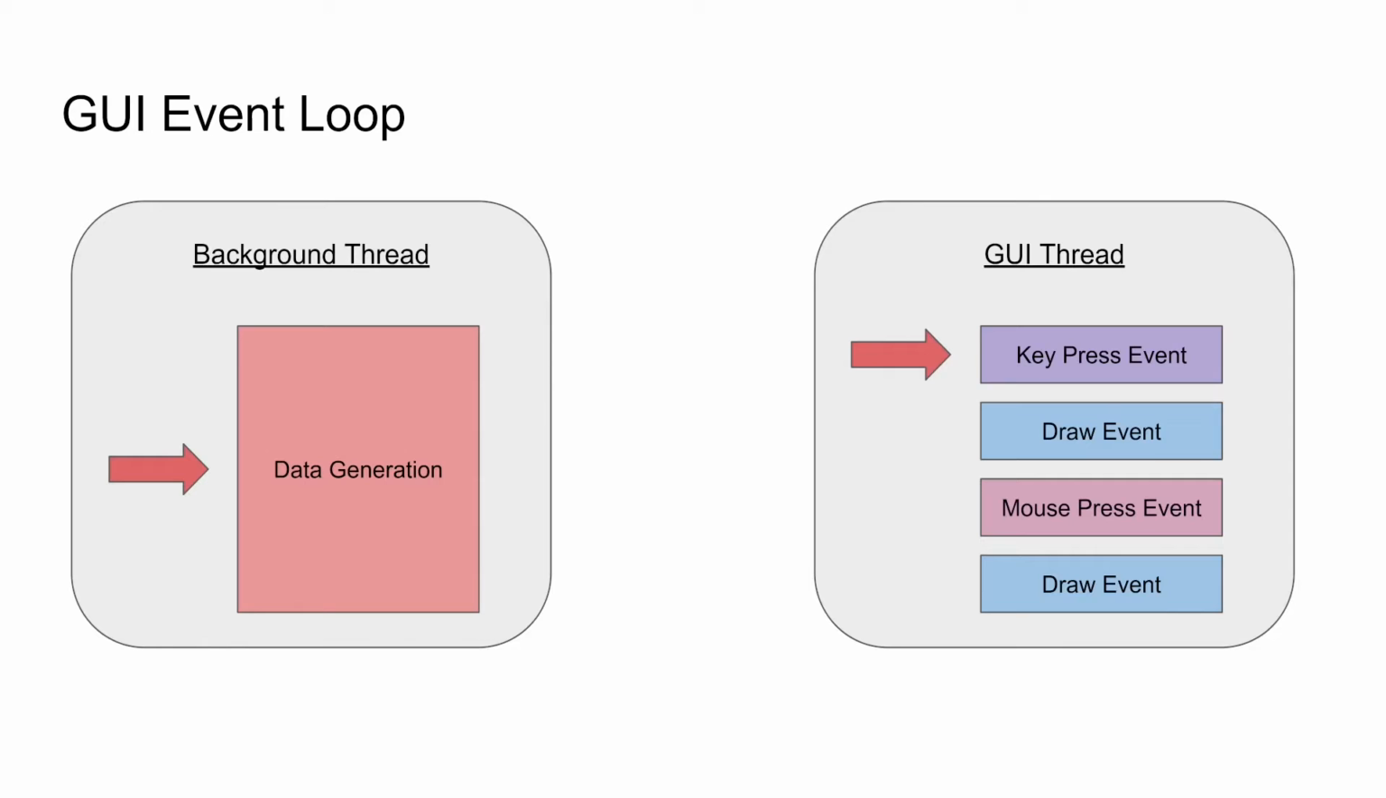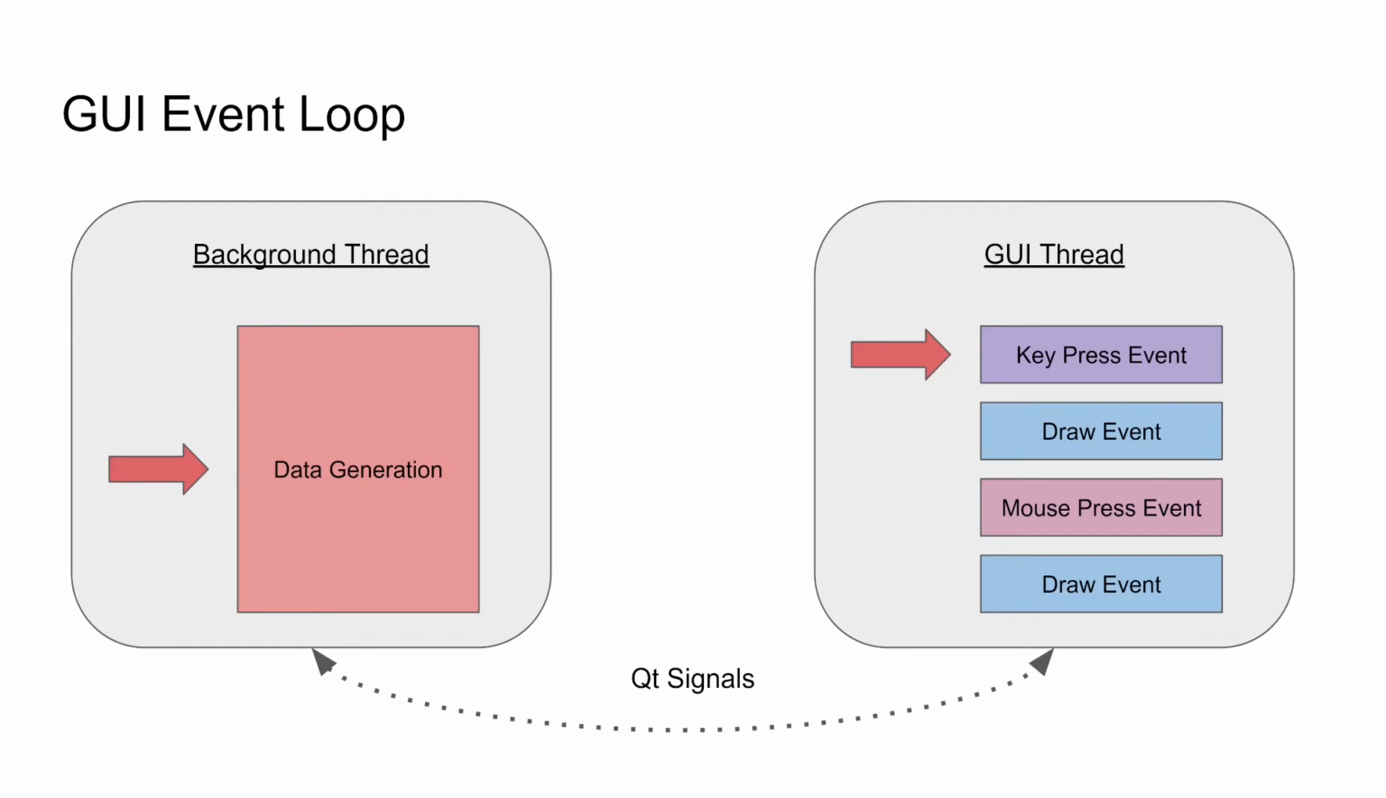We talked about how this looks in the event loop, where on the right-hand side of this diagram, we have the GUI event loop, the key presses, the mouse presses, the drawing events, and that thread can continuously go through those events and handle them as quickly as it can. We then on the left here have our background thread where our data generation is taking up the entire event loop of that background thread, just running a for loop continuously.